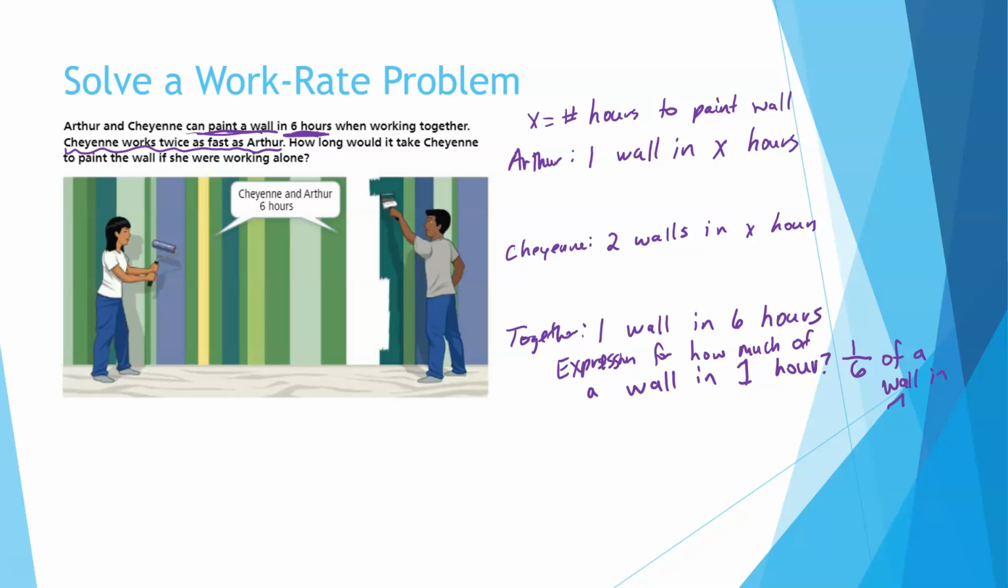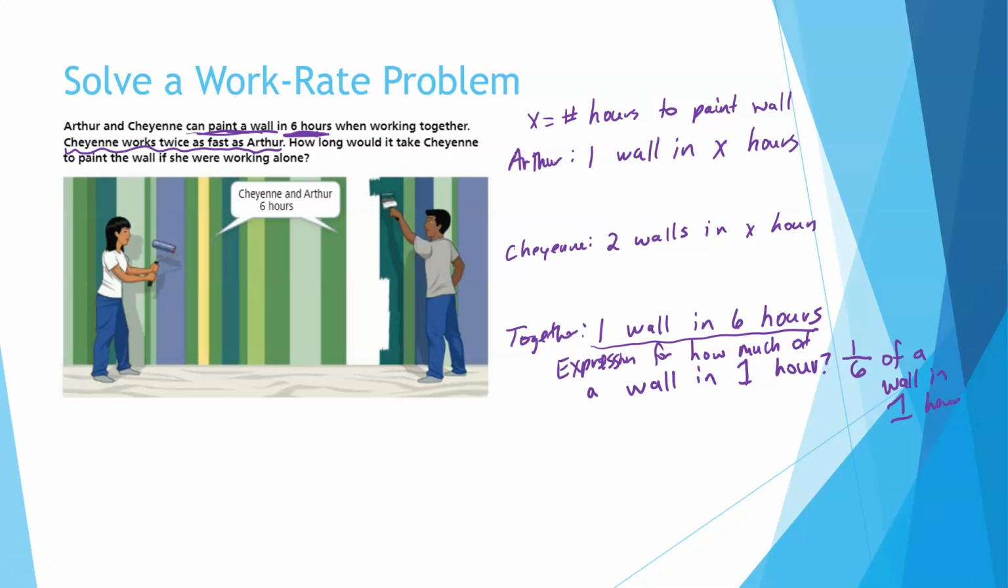in 1 hour. Okay, so this is the part that's a little confusing, is understanding how we take this statement and turn it into the 1/6. But it's because we're actually writing an expression for how much they paint in 1 hour. So they can paint 1/6 of a wall in 1 hour. The reason I started there is because now I have the same wording in the 2 above.